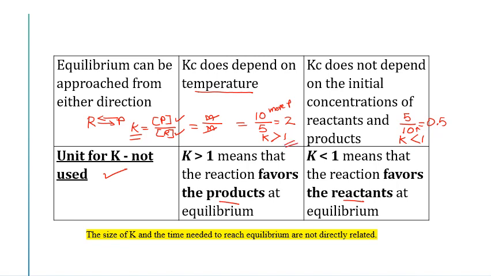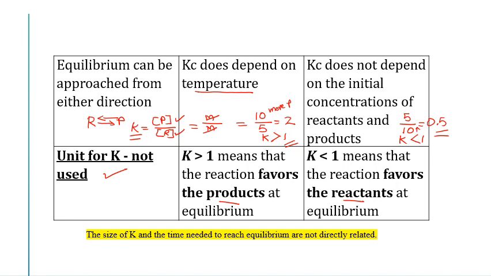But the size of K is not going to tell us anything about the speed of the reaction. That means we cannot say how much time it's going to take to reach equilibrium. It will just tell us whether the equilibrium lies towards the product side, the right side, or towards the reactant side, the left side. So it tells us whether more products or more reactants will be present at the equilibrium state.